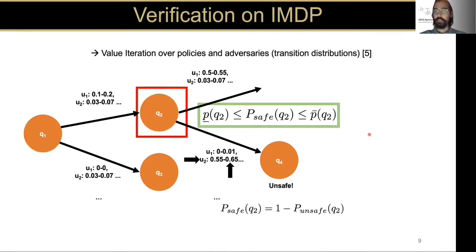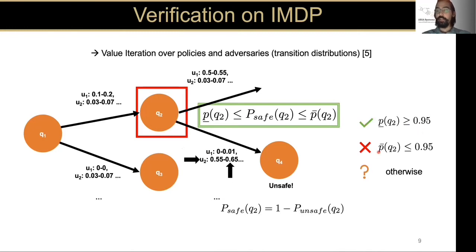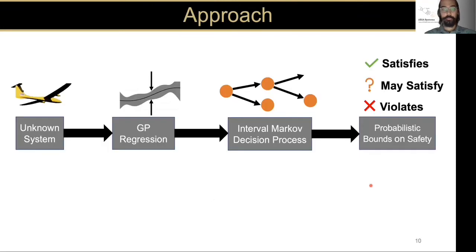And given this interval, we can then classify each state by looking at the lower bound against some p-value, here 95%. If the lower bound is greater than 95%, we mark it as safe according to this p-value. If the upper bound is lower, we consider it unsafe. And then every other state that falls somewhere in between are those where we can't generate guarantees. So that's our approach in a nutshell.